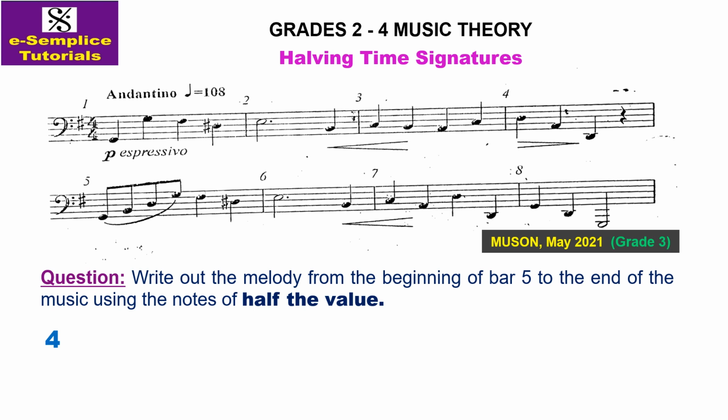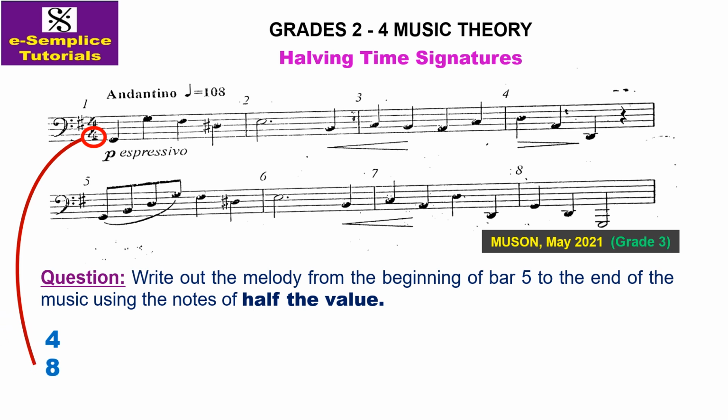Now the very last question under halving of time signatures. This is still from Muson examination May 2021, and it is a grade 3 question, and it says write out the melody from the beginning of bar 5 to the end of the music using notes of half the value. The upper number does not change, but the bottom number definitely changes. A crochet, if you have that, you'll have a quaver.